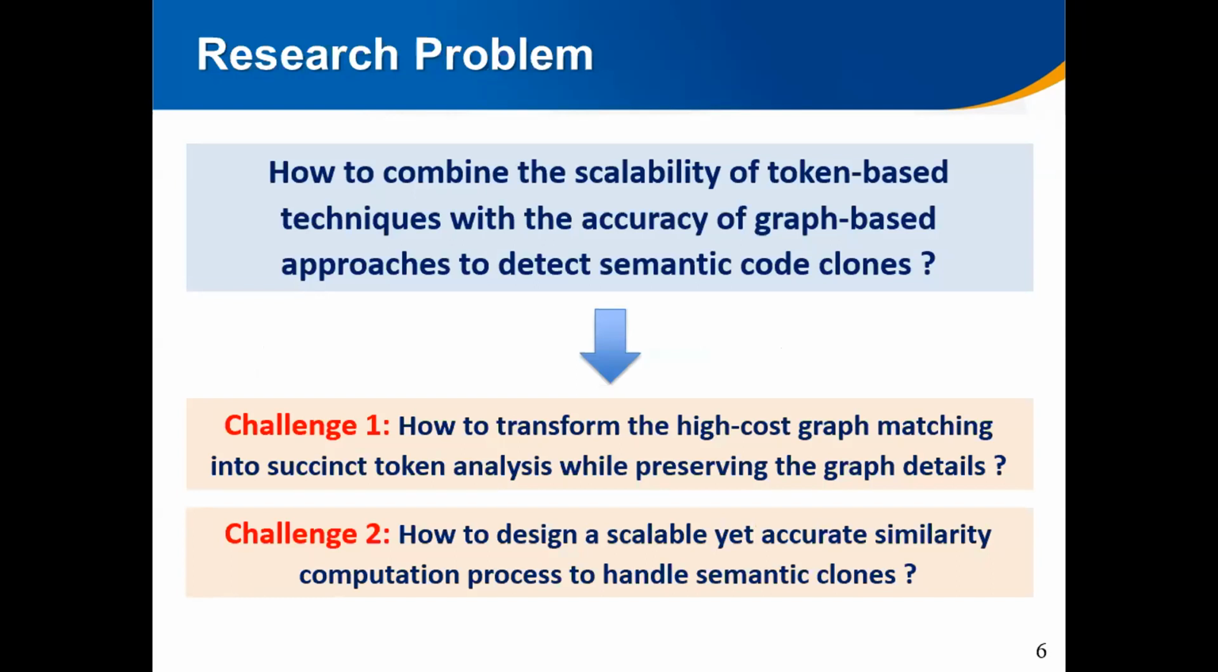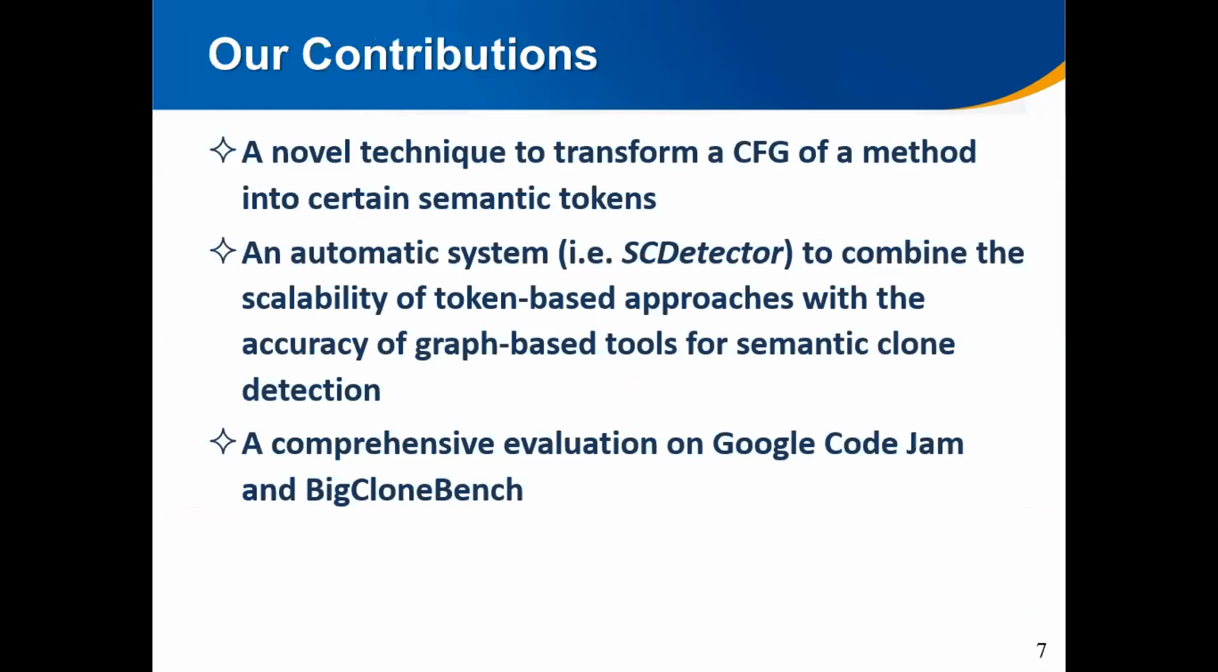To answer the question, we mainly address 2 challenges. That is, how to transform the high-cost graph matching into succinct token analysis while preserving the graph details, and how to design a scalable yet accurate similarity computation process to handle semantic clones. Our paper makes the following contributions. We propose a novel technique to transform CFGs into certain semantic tokens. We design an automatic system to combine the scalability of token-based approaches with the accuracy of graph-based tools for semantic clone detection. We conduct a comprehensive evaluation on Google Code Jam and the BigCloneBench dataset.